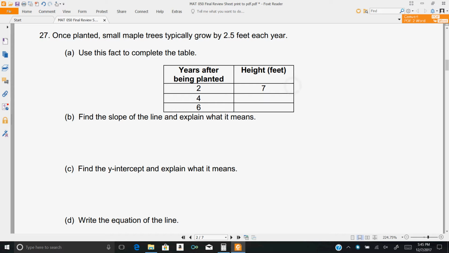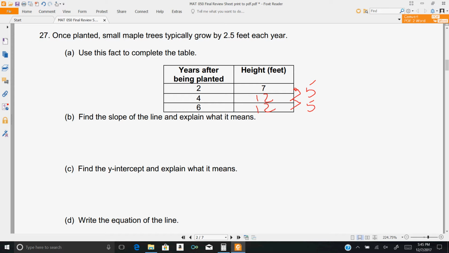So I know from 2 to 4, that's 2 years. 2.5 feet each year, that's actually going to be 5 feet that it grows. And 4 to 6 is another 2 years, so that's 5 feet. So 2 years, it's 7 feet. 4 years, it would be 12 feet. And 6 years, it would be another 12 feet. So I can fill in the table really quickly.